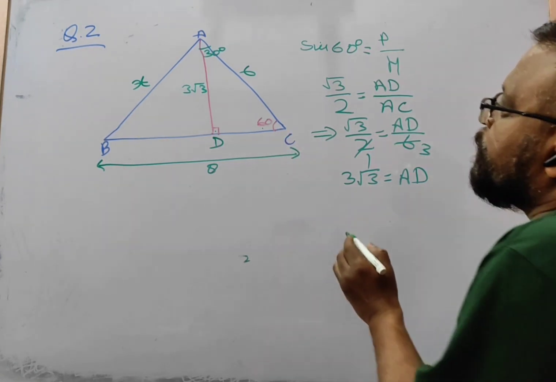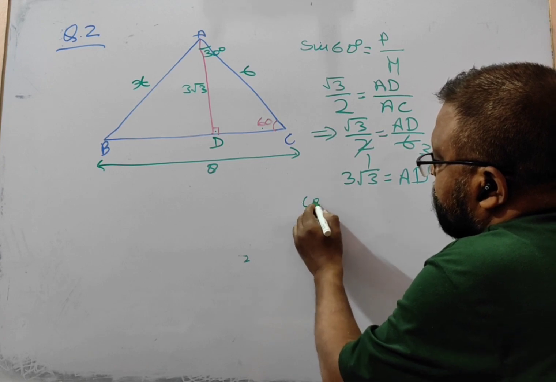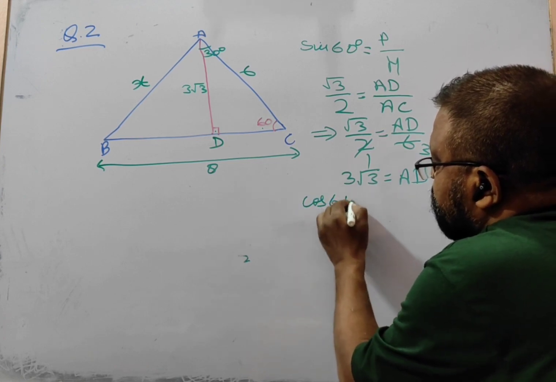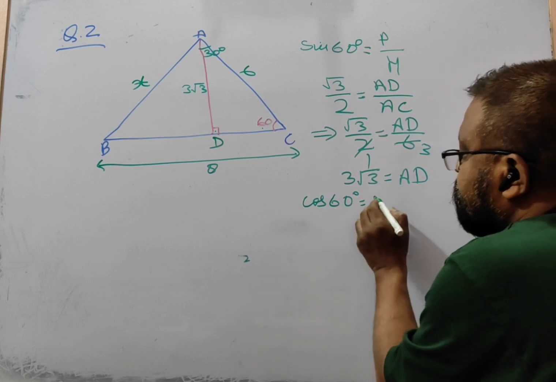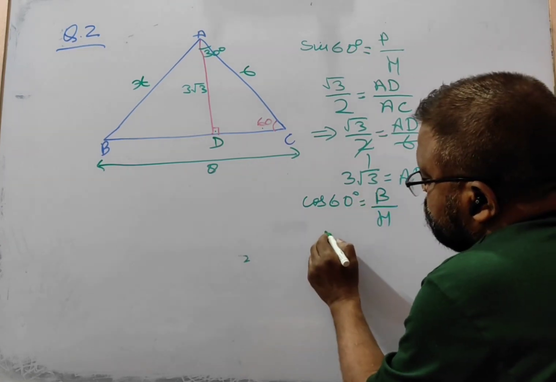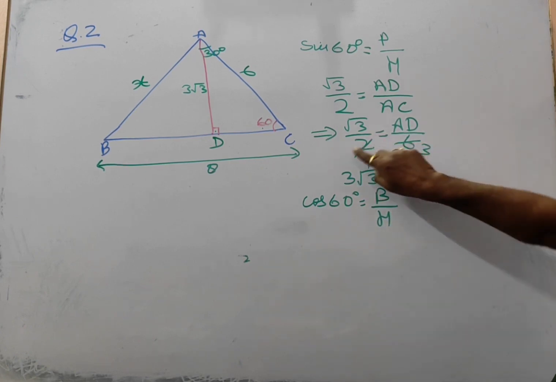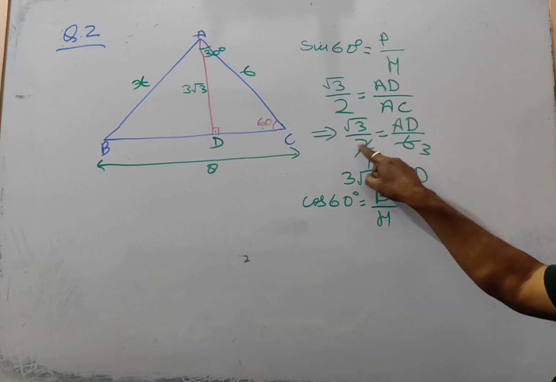And if I take cos 60 degree, then it is based upon hypotenuse. Cos, yeah. 2 and 6 is where? No, they are on the other side of equal. They are on the other side of equal.